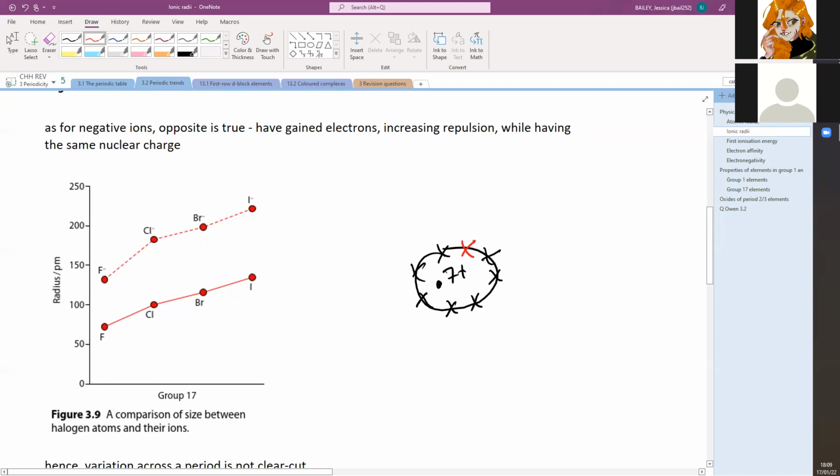And hence, since they're all repelling each other and there's not enough charge to go around, what happens is this atom, as it becomes an ion, will become ever so slightly larger. And so that's what you see on the graph here.